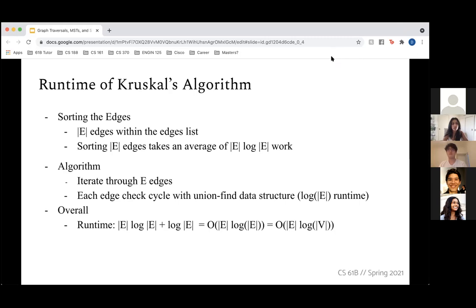Does that make sense to everybody? Is it because the quick union is based off of a tree?